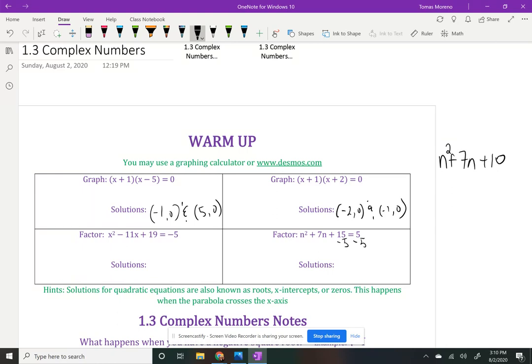That's a 10. So now what I want to do is I want to look for two numbers that when I multiply them, give me 10, but when I add them, give me 7. So do any numbers come to mind? Right off the bat, I think of 10 and 1. 10 and 1, if I add them, does not give me 7. However, there's another set, 5 and 2. 5 times 2 gives me 10, but when I add 5 plus 2, that gives me 7. So I get my factors.